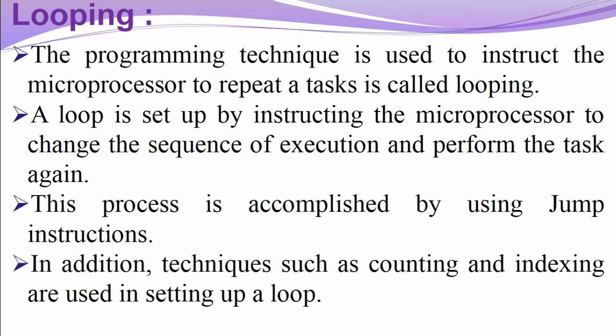The programming technique used to instruct the microprocessor to repeat a task is called looping. A loop is set up by instructing the microprocessor to change the sequence of execution and perform the task again. This process is accomplished by using the jump instruction. In addition, techniques such as counting and indexing are used in setting up a loop.